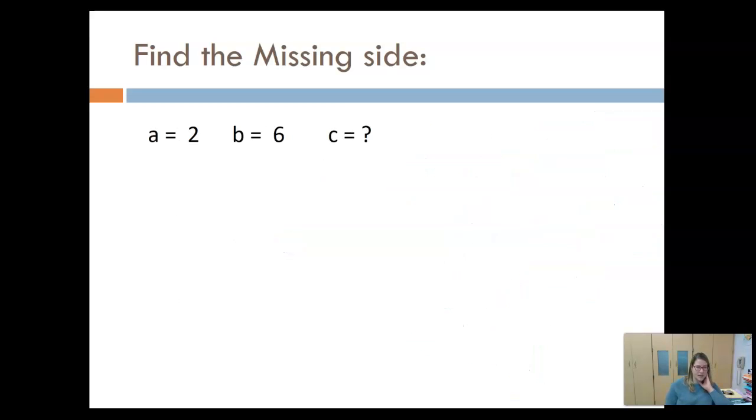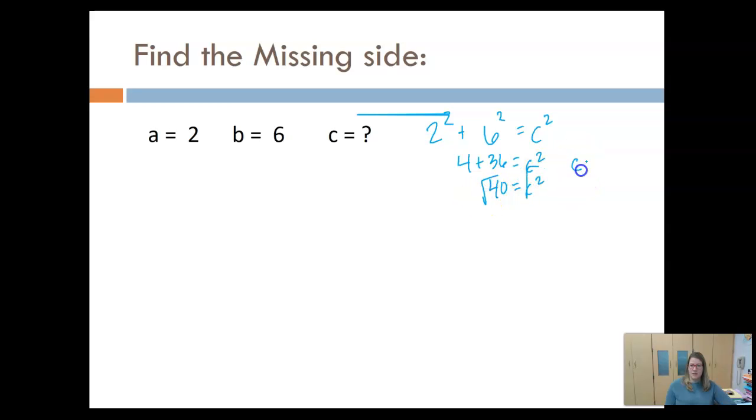Okay. All right, so here we're finding the missing side. We don't have a triangle drawn here, but we know that the legs are a and b, so this would be 2 squared plus 6 squared equals c squared, or 4 plus 36 equals c squared. So 40 equals c squared. So c equals the square root of 40.